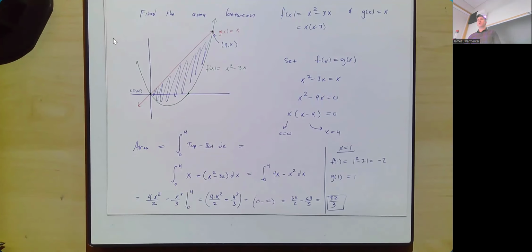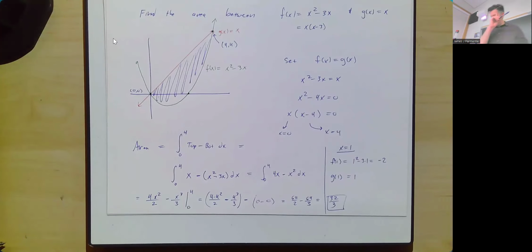Have your instructors talked at all about finding area integrating with respect to y or just with respect to x? Okay, that's pretty typical. We'll leave it at that then. What time is it here? Okay, I got a few minutes.